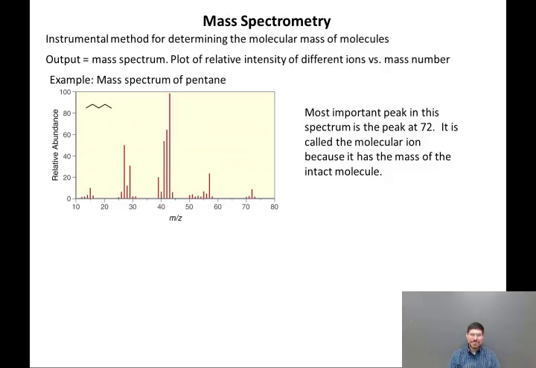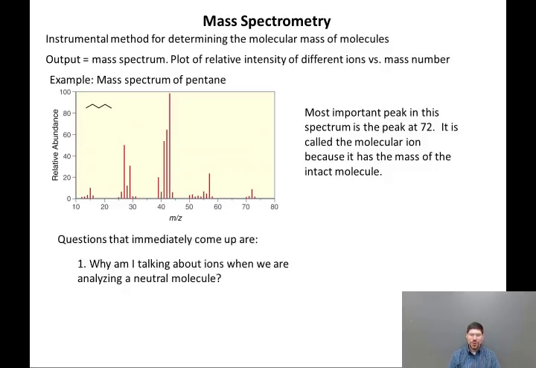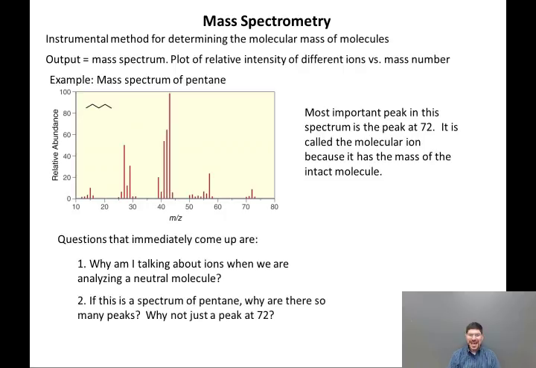So looking at this spectrum should bring two questions to mind. One is, why am I talking about ions when we're analyzing pentane, which is a neutral molecule? And second of all, if this is a spectrum of pentane, which it is, don't get me wrong, why are there so many peaks? Why not just a peak at 72? Don't we have pure pentane? Shouldn't it just have a peak at 72?